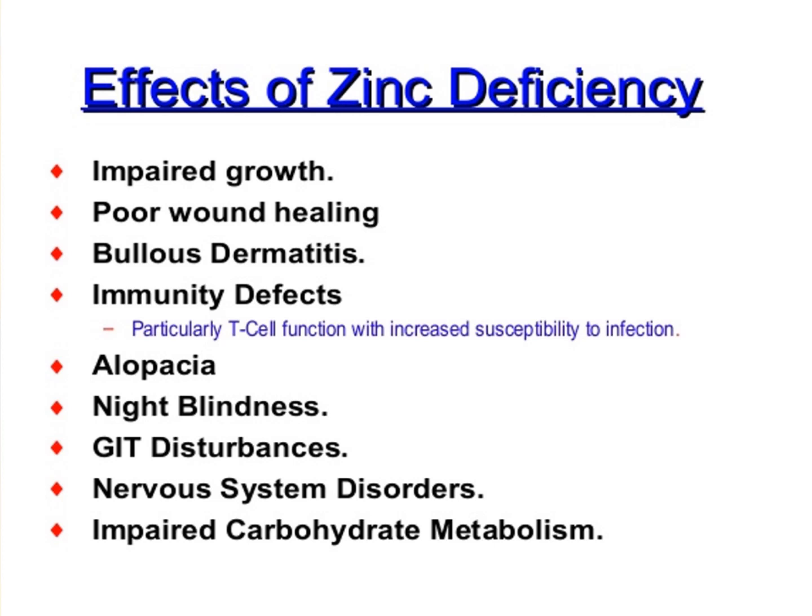Here is the outline of the effects of zinc deficiency. What will happen? There will be retarded growth or growth will be impaired. Wound healing will not take place or there will be poor wound healing. Skin will be affected and it will present with bullous dermatitis. Immunity will be compromised and particularly T cell function is compromised, so the individual is more susceptible to infection. There will be loss of scalp hair. The individual is subject to night blindness. There will be GIT disturbances observed. Cognitive, memory, and nervous functions will be impaired, and there will also be an impaired carbohydrate metabolism.